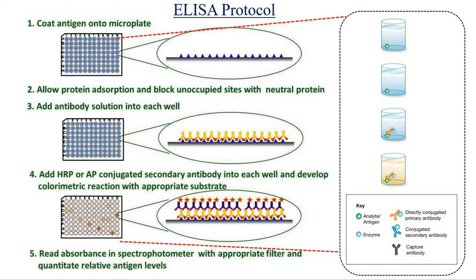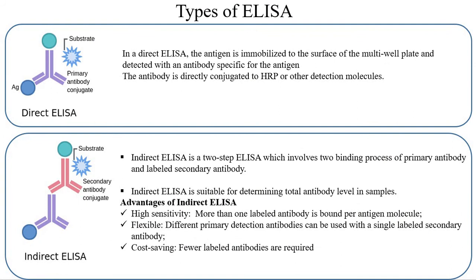Third is to add the primary antibody to the well. Fourth step is to add secondary antibody conjugated to enzyme. Fifth is a reaction of substrate with enzyme to produce a colored product, thus indicating a positive reaction. There are several types of commonly used methods of ELISA.